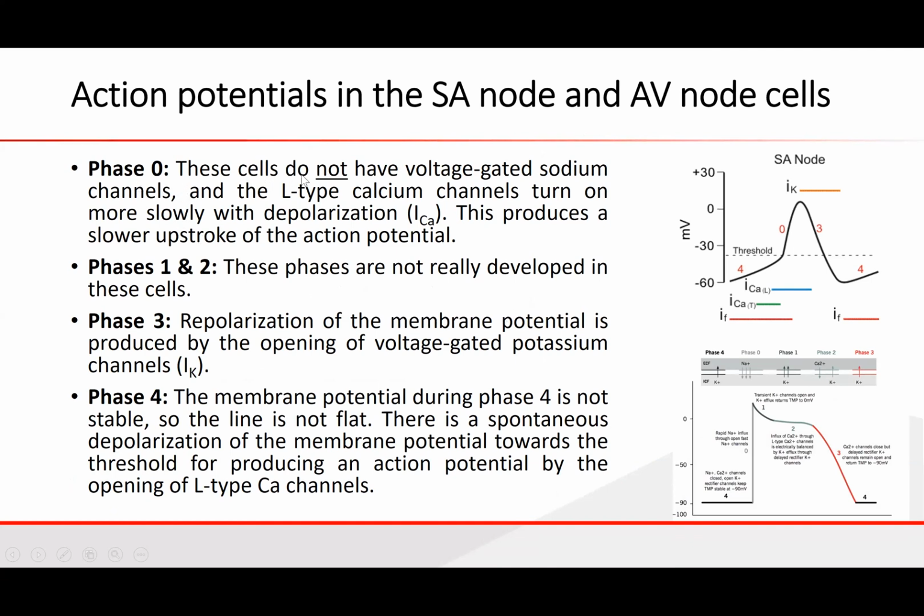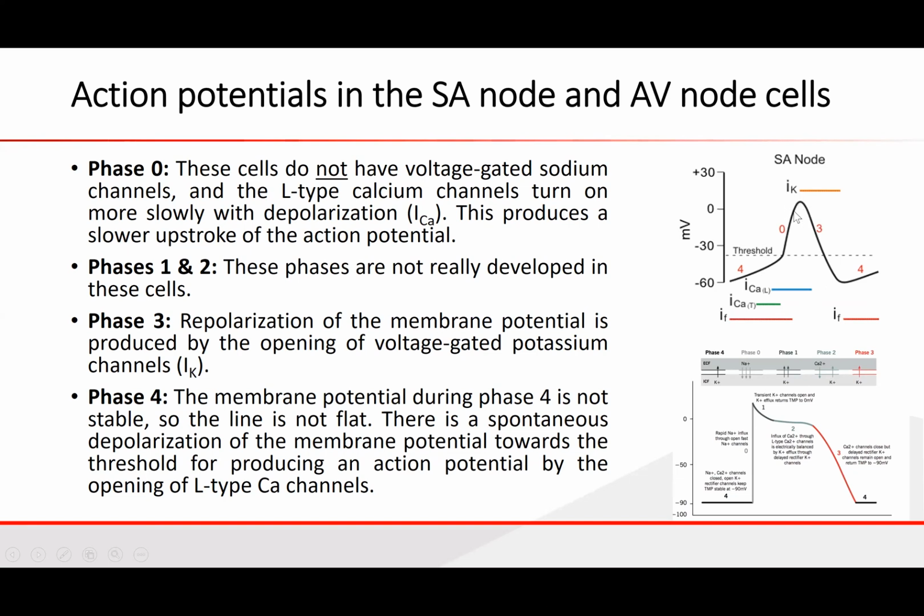So in phase 0, there is no voltage-gated sodium channel activity, but the L-type calcium channels turn on more slowly with depolarization. This produces a slower upstroke of the action potential. So the difference here is that the upstroke, or phase 0, is only maintained and mediated by the influx of calcium ions through the L-type calcium channel. And that's why it's less steep than the action potential in the other myocytes.